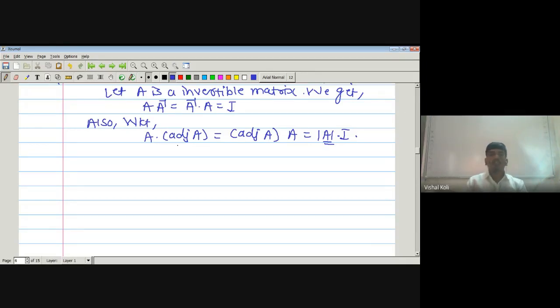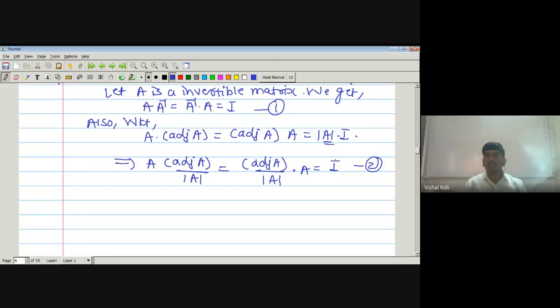As it is not equal to 0, we divide this equation by determinant of A. Then we get A into adjoint of A divided by determinant of A, which is equal to adjoint of A divided by determinant of A into A, is equal to I. Determinant of A gets cancelled. Take this one as equation 2 and the earlier one as equation 1. So from equation 1, A into A inverse is equal to A inverse into A, which is equal to I. And from the second equation, A into adjoint of A divided by determinant of A is equal to adjoint of A divided by determinant of A into A, which is equal to I.